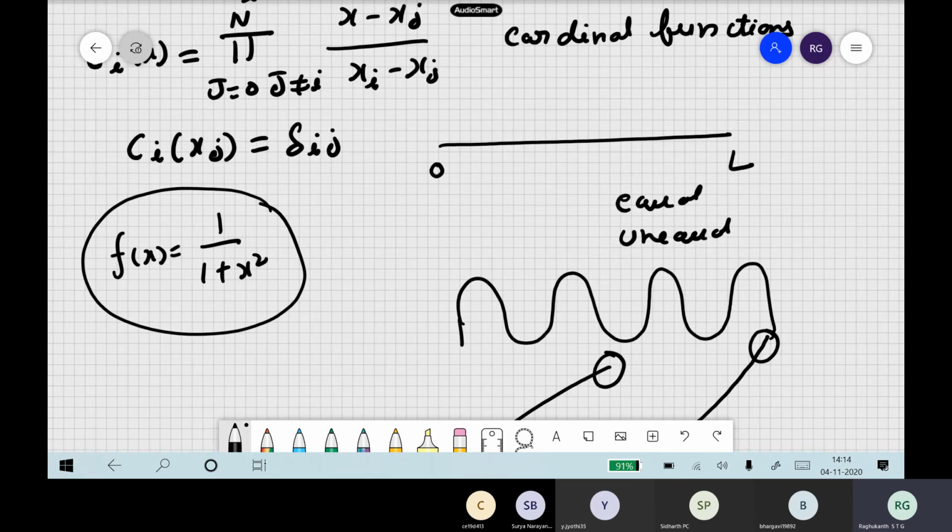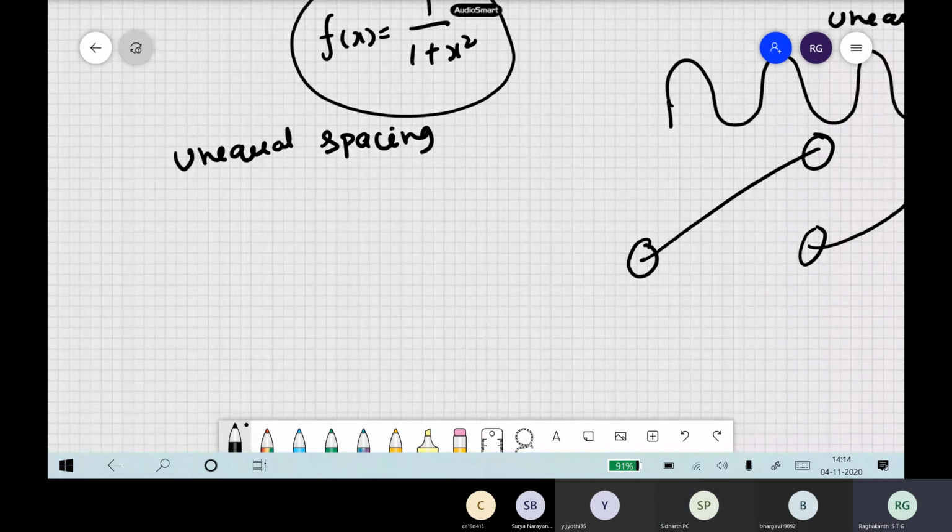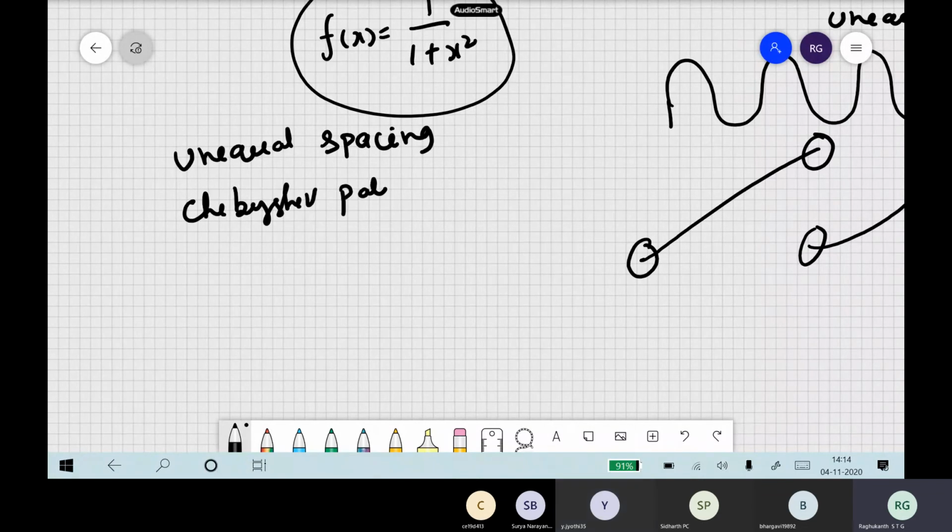Last class, how did you find the grid points? What special thing did we take? Instead, if you want unequal spacing, what do you have to do? Where should the grid points be spaced? Last class I told you. It should be based on which polynomials? Chebyshev polynomials. So what is the Chebyshev polynomial spacing?